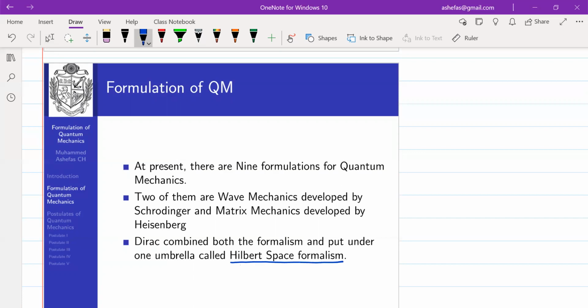And this particular module, the formulation of quantum mechanics, is actually dealing with the Hilbert space formalism of quantum mechanics. So we are not going to discuss what is Hamilton-Jacobi formalism and what is second quantization formalism. All those things we are not going to discuss in our course. We'll be focused only on the Hilbert space formalism.